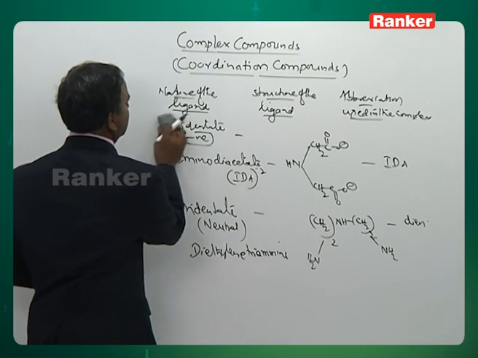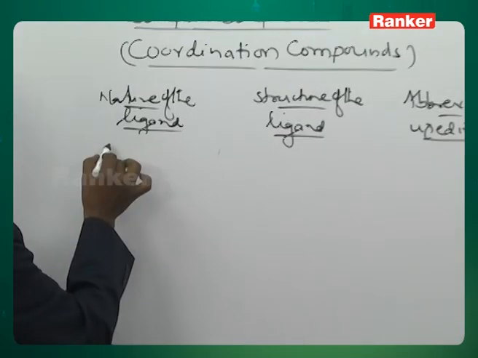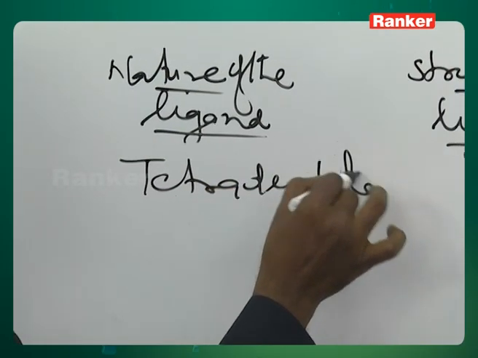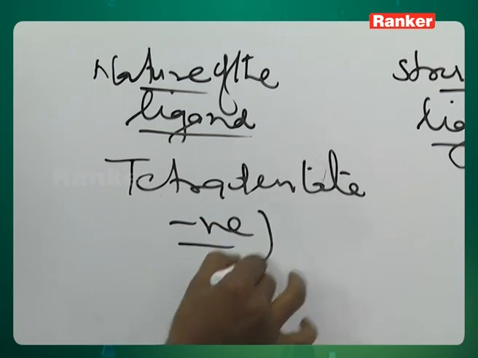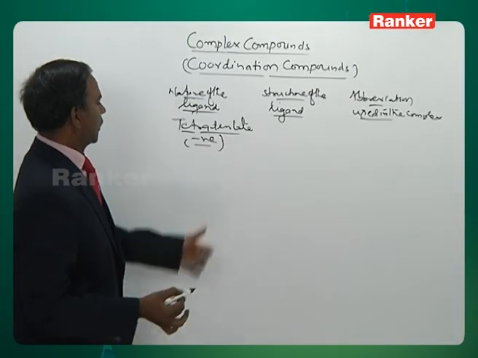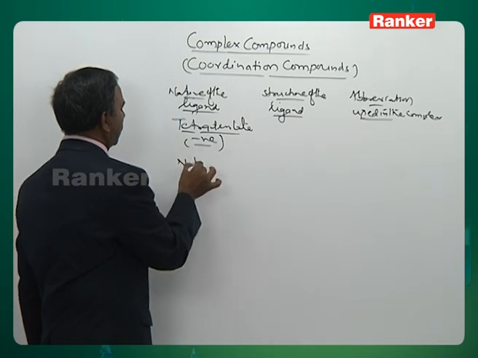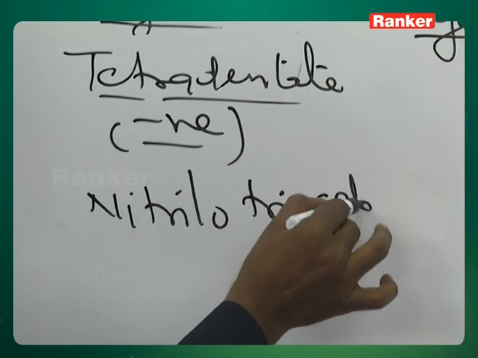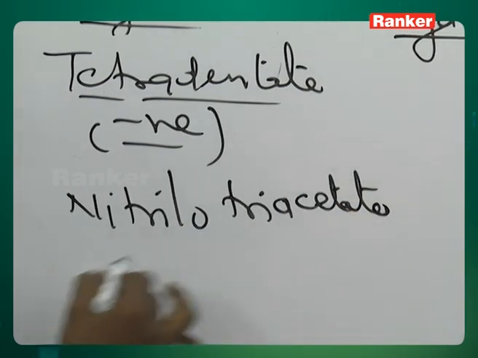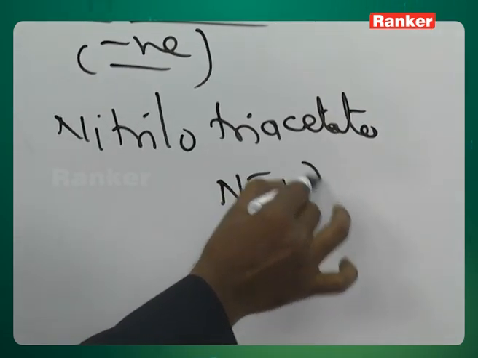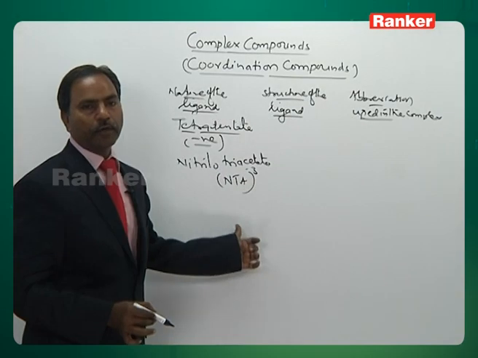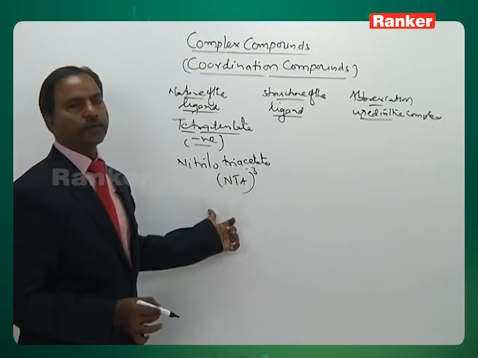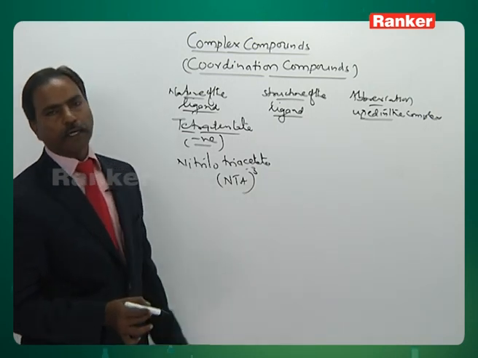Let us take tetradentate negative. Under this, nitrilo triacetate. This has a charge of -3, NTA. The charge over each ligand is important: the name, structure, abbreviation and charge of the ligand.